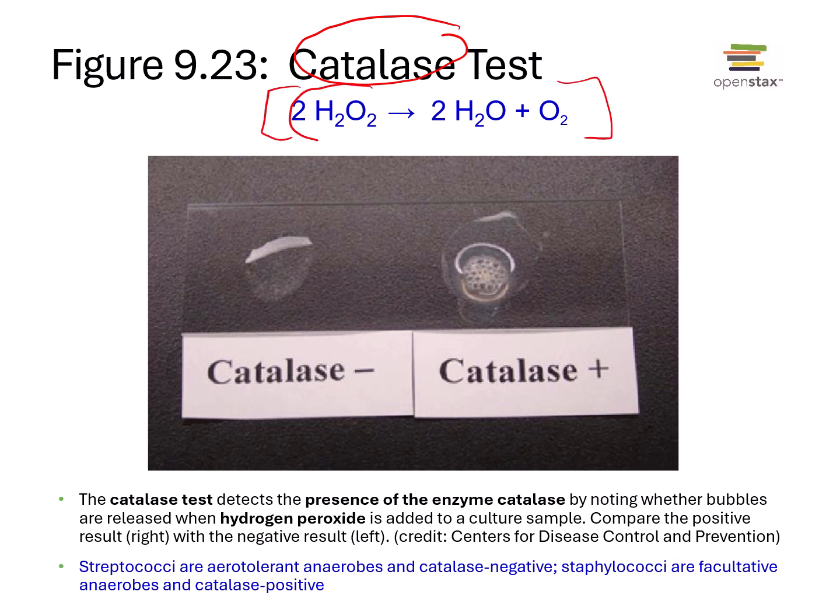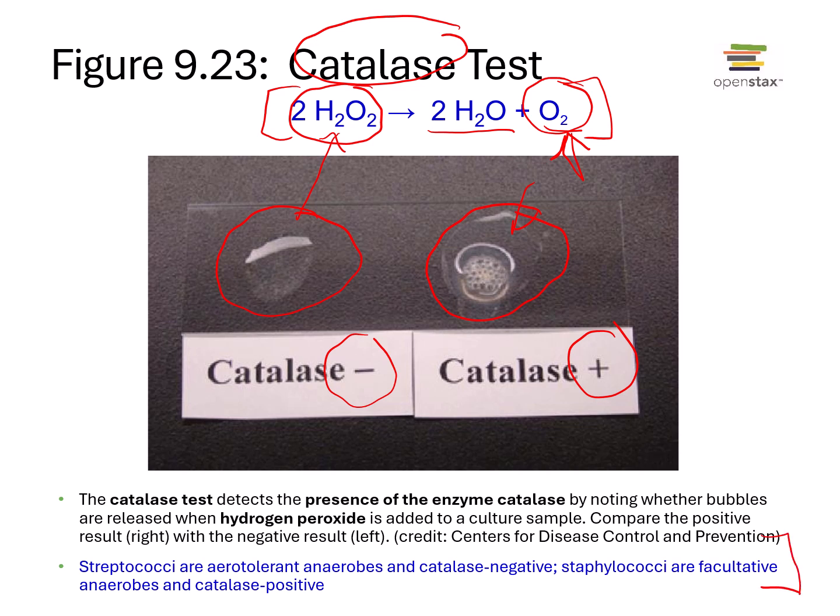It takes hydrogen peroxide and converts or neutralizes it into water and oxygen gas. And we can see a positive result if we see oxygen gas bubbles. So here, there are two smears of bacteria on the left and right of this slide, and they add a few drops of hydrogen peroxide. If there's no bubbling, it's catalase negative. If there is bubbling due to the formation of oxygen, then it's catalase positive.